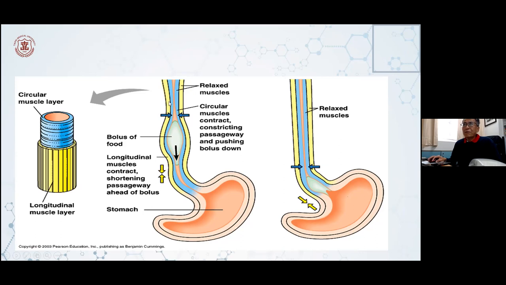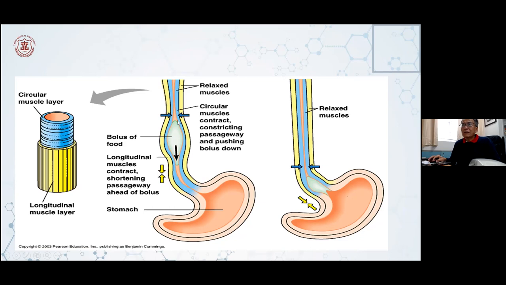In the upper part of the bolus, the circular muscle will be contracted. The circular muscle contracts and squeezes the food down. In front of the bolus, the longitudinal muscle will be contracted, which shortens the distance between the bolus and the stomach.